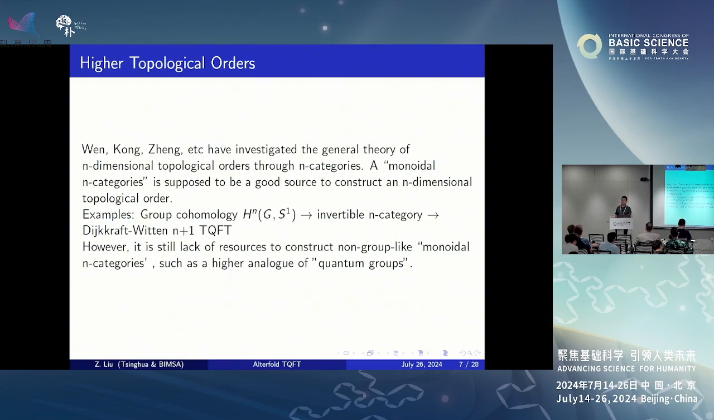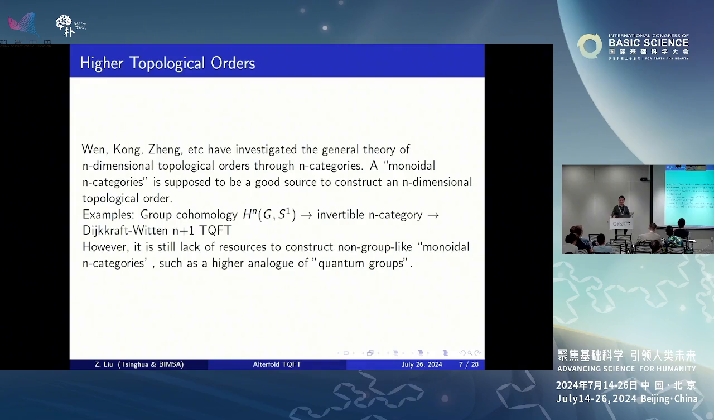In particular, to get a reasonable physical space, we need the unitary condition. The vector space should be a Hilbert space. And it's very difficult to impose this kind of positivity condition in the higher dimensional case. So there are many, many challenges to construct interesting examples.